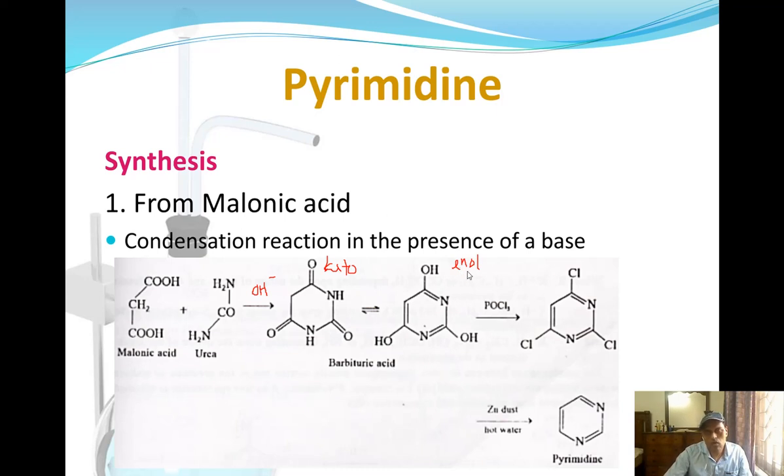this enol form further reacts with phosphoryl chloride, right? By reacting with phosphoryl chloride, it's going to give the chlorine substituted product. So this, further with the treatment of zinc dust in hot water, is going to give pyrimidine. So this is the first method of preparation of pyrimidine.